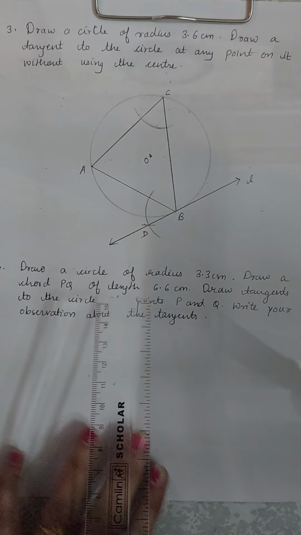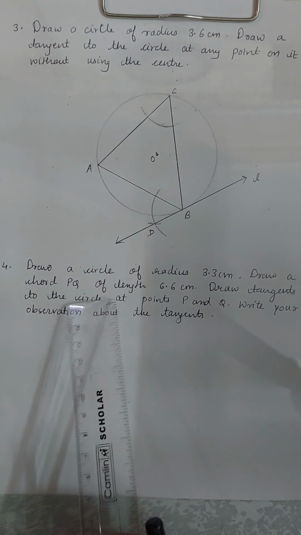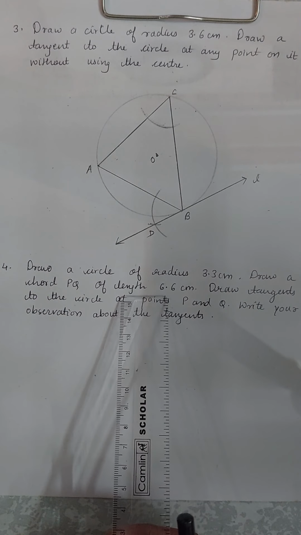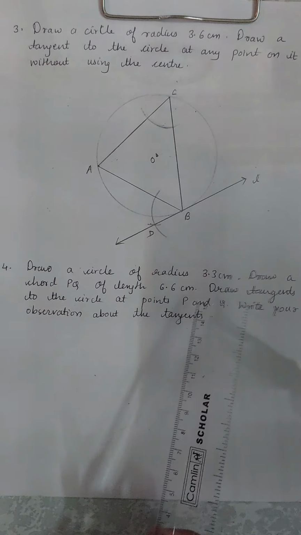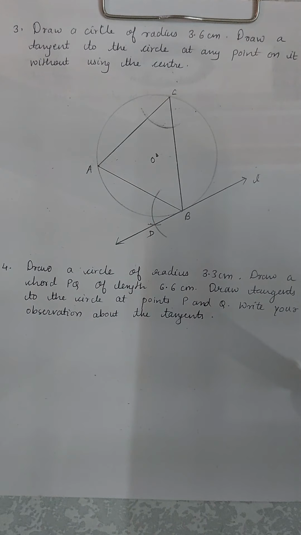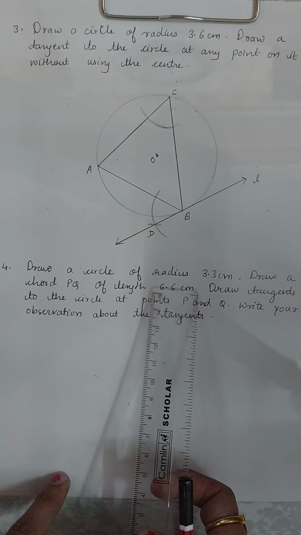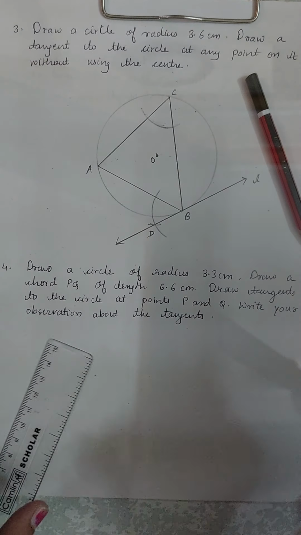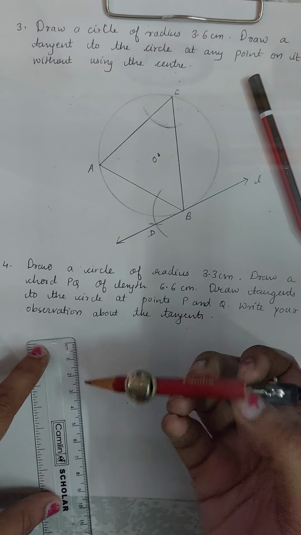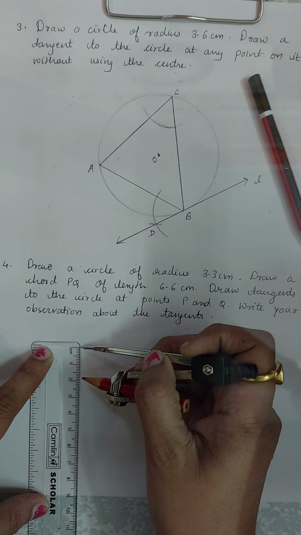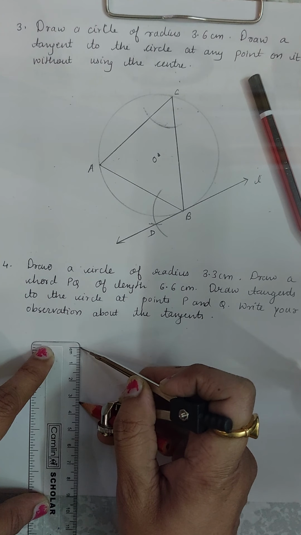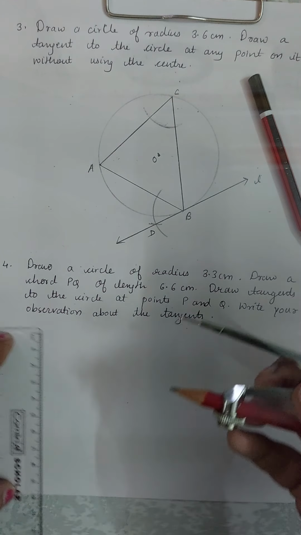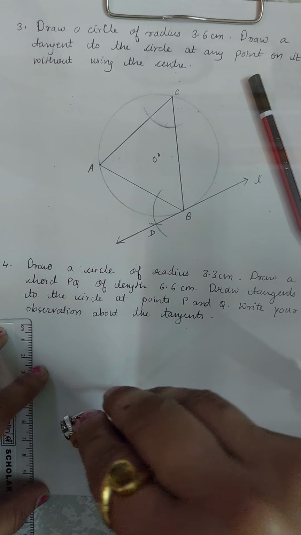Okay, now the next kind of sum. Draw a circle of radius 3.3 centimeter. Draw a chord PQ of length 6.6 centimeter. Draw tangents to the circle at points P and Q. Write your observation about the tangents. So what are we supposed to do here? Firstly, we will go step by step. Draw a circle of radius 3.3. Fine. So we will draw a circle of radius 3.3. So we take 3.3 on our compass. So I take this and I draw it.